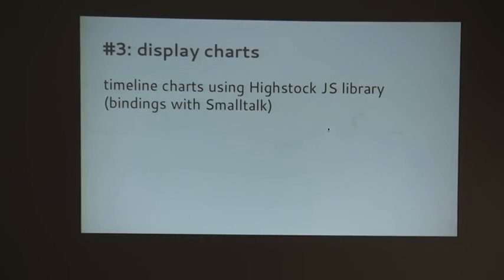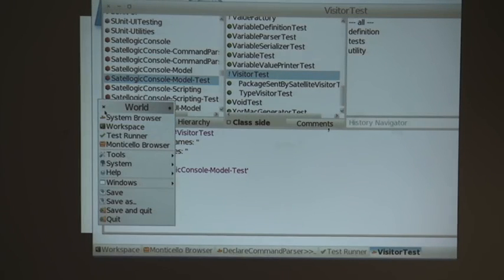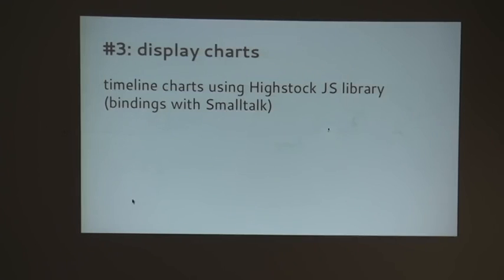The next thing I would like to show is another requirement that was asked of us, which was to display timeline charts of the values you receive from the packages, beacons or responses. We used another JavaScript library called HighStock, and we could write all the bindings in Smalltalk. It was not so difficult. So I have another image to show, with not test data but real data, which is more interesting. Thanks, Richie.